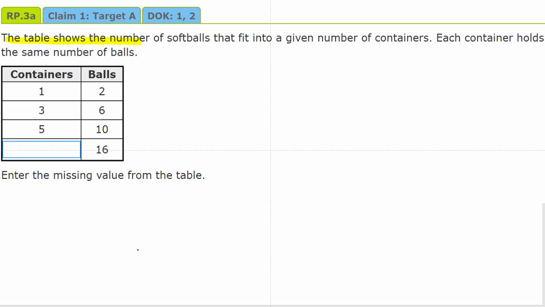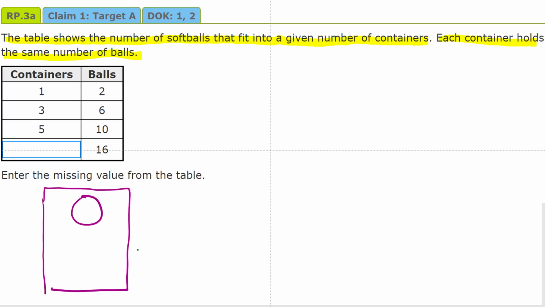The table shows the number of softballs that fit into a given number of containers. Each container holds the same number of balls. Well, let's go ahead and draw a container. So here's a container, and that container contains 2 balls. So we have 1, 2.